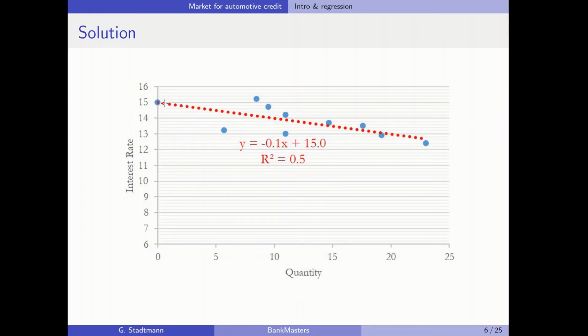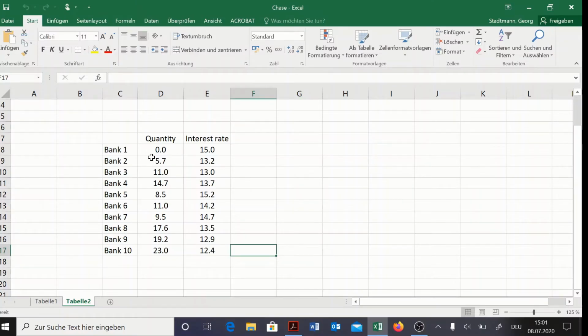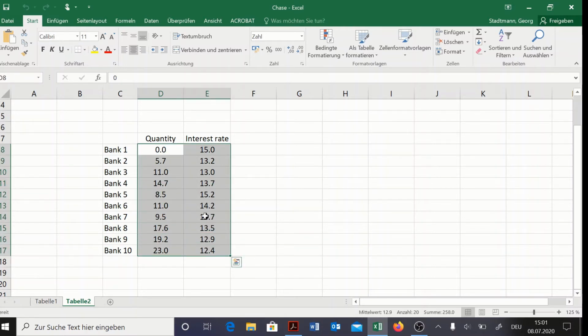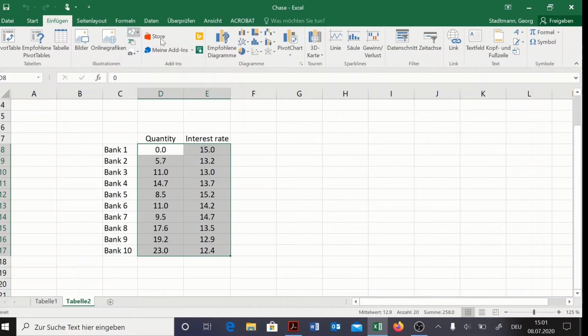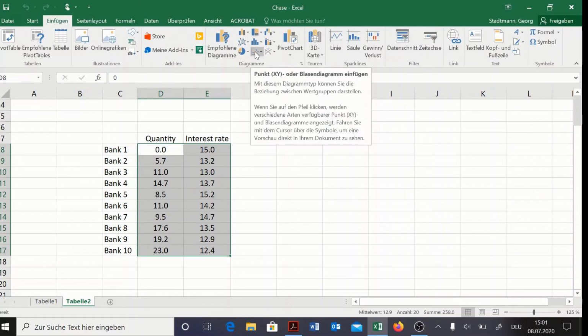Let's have a look at the Excel sheet and try to replicate this graph. In this Excel sheet, you can see all the information. For example, here is Bank 1 with an interest rate of 15% and the quantity is equal to 0. How can we create this scatter diagram? We have to mark the area, all the area with the data has to be marked. Then we go to Insert, Einfügen, and we look for the Punkt XY diagram or XY scatter diagram. So please don't use a line diagram, it has to be a scatter diagram.